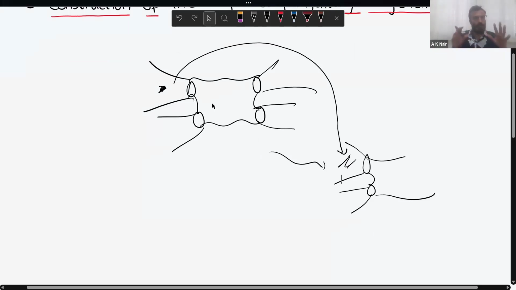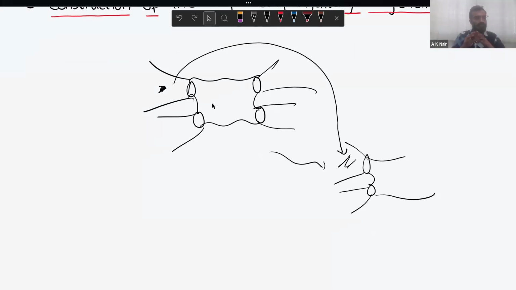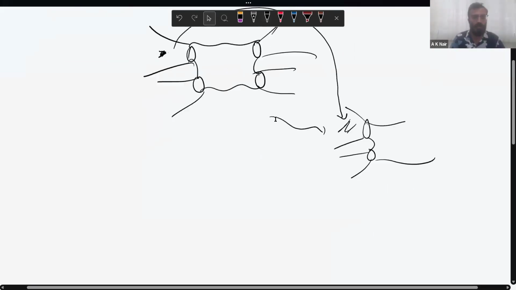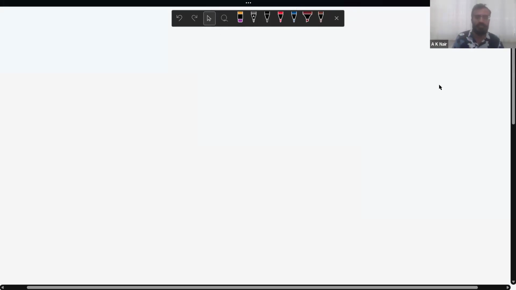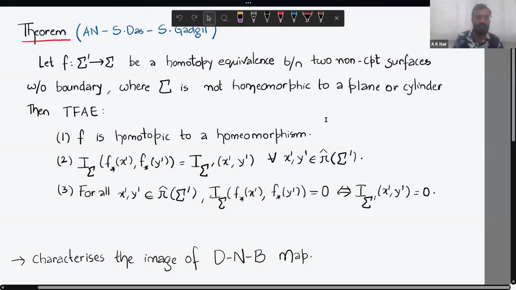And ultimately, the map we get would be proper, and thus we have a proper map which is a homotopy equivalence, so it has to be homotopic to a homeomorphism. So that is how the proof works. I hope I was able to explain it well. And then a slide.